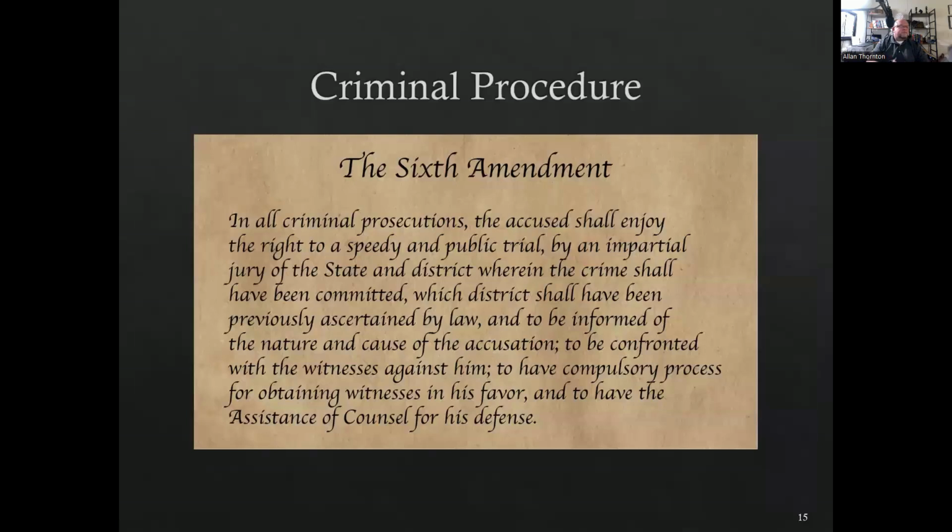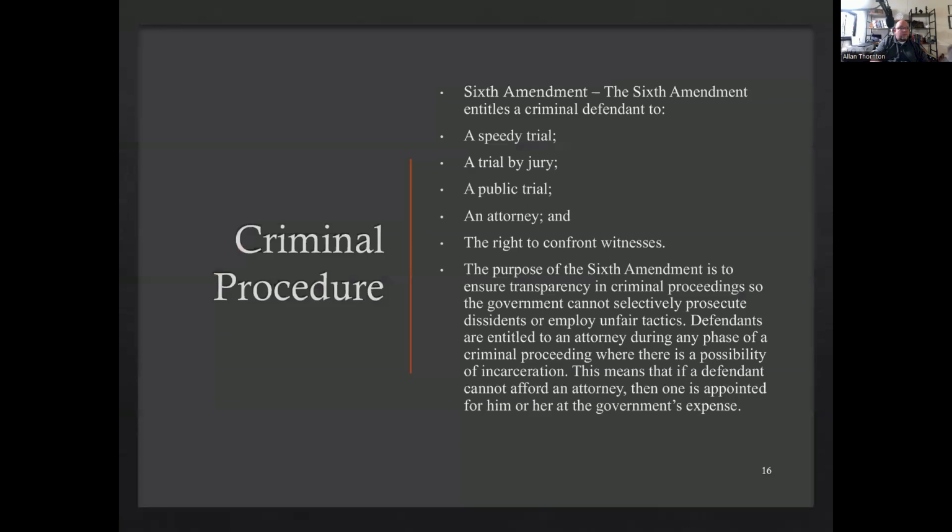Sixth Amendment. This is one that has to do with the way that we conduct trials. In a criminal prosecution, the accused shall enjoy the right to a speedy and public trial by an impartial jury of the state and district wherein the crime shall have been committed, which district shall have been previously ascertained by law, and to be informed of the nature and cause of the accusation, to be confronted with the witnesses against him, to have compulsory process for obtaining witnesses in his favor, and to have the assistance of counsel for his defense. All right, so let's break this down real quick and then we'll move on past it.